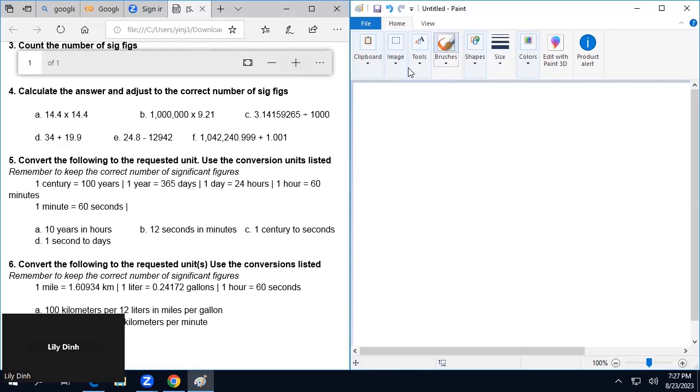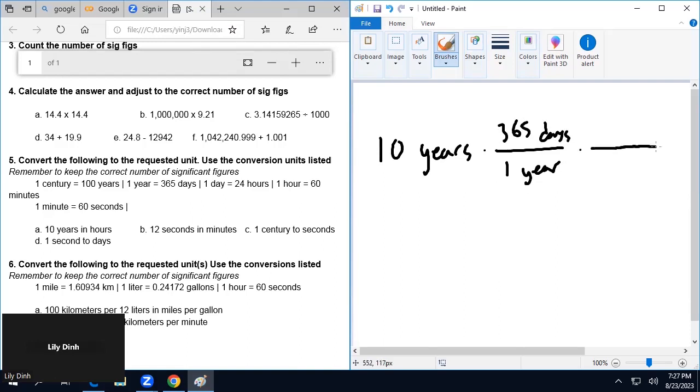Very good. It is very important because these conversions can get really overwhelming for you to keep the fractions clean. So for example, we have 10 years multiplied by a conversion, which will be for 1 year, there are 365 days. And then 1 day, 24 hours. Once you write this out, you'll see that these units cancel out and you'll be left with hours, and this is 87,600 hours.